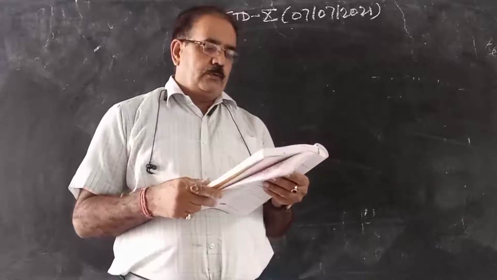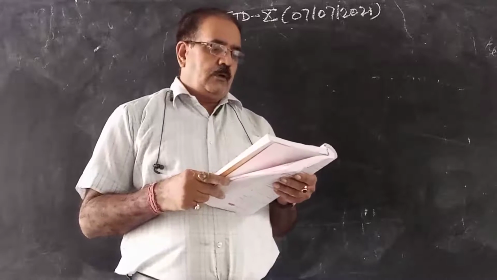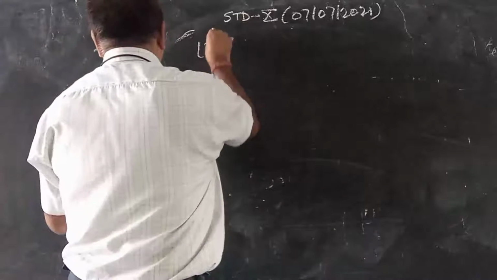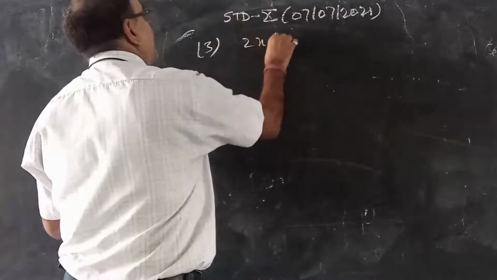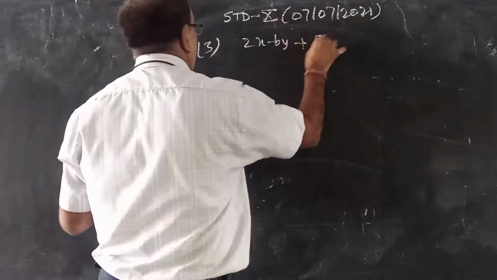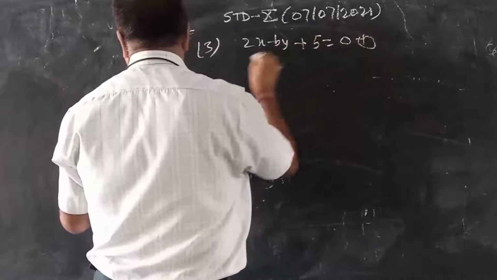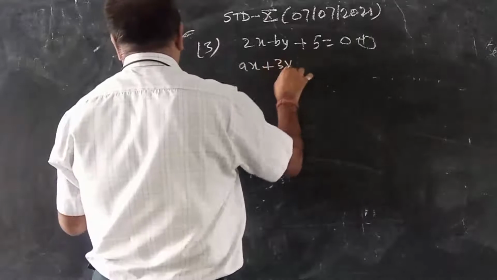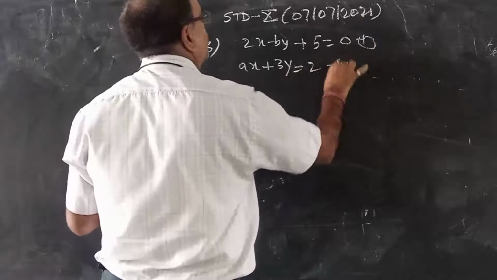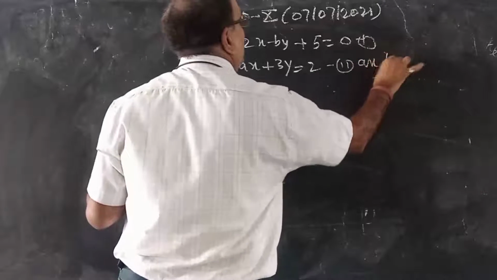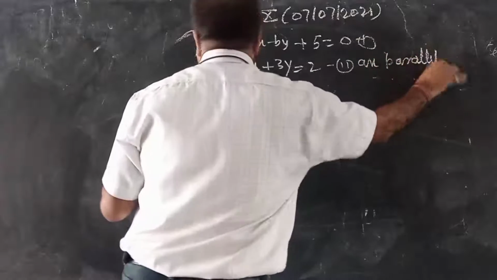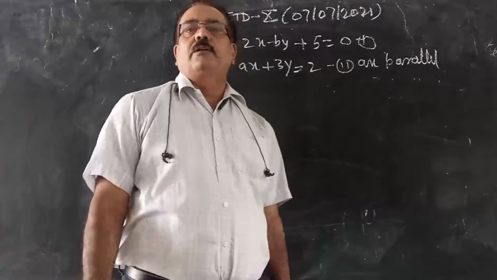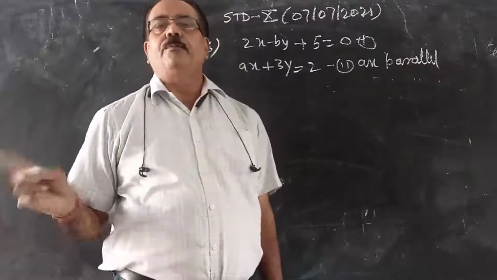Question number 3. The lines 2x - by + 5 = 0 and ax + 3y = 2, the two equations, are parallel. What is the relation between a and b that we have to find?